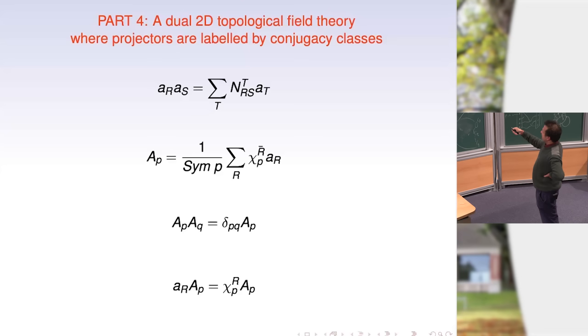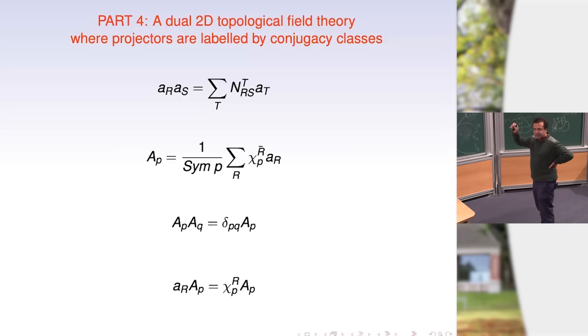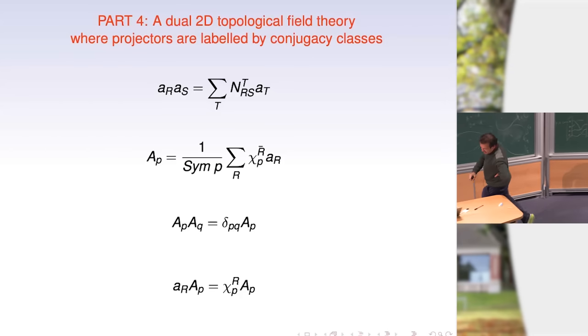Sum over these ARs with the characters. You can prove these form orthogonal projectors. And if you take these ARs and multiply them by these class-labeled projectors in this dual algebra, you get characters. Not normalized characters of the kind I defined before, just the characters. That's just what comes out. So ordinary characters come out.